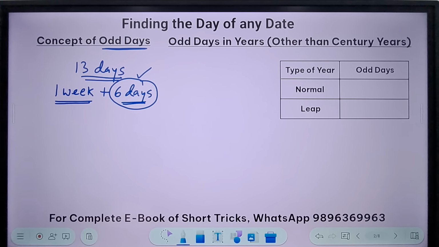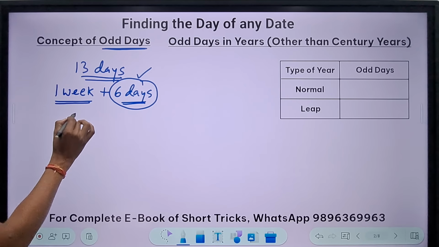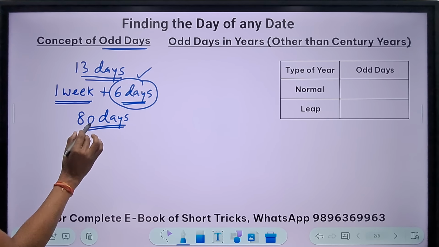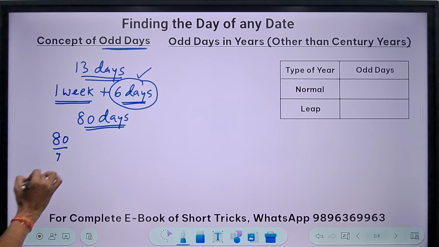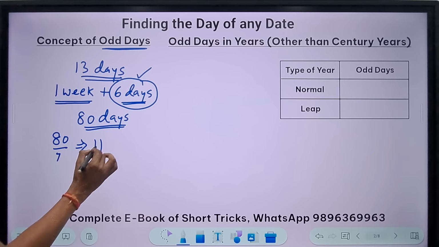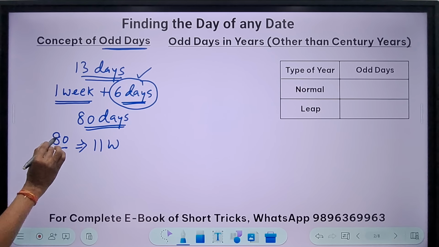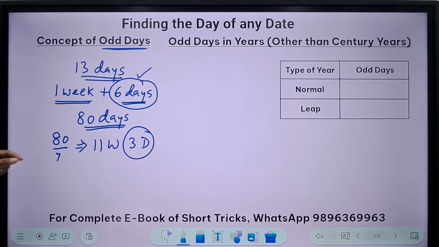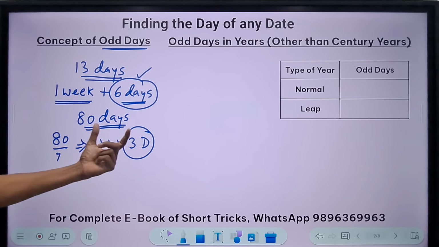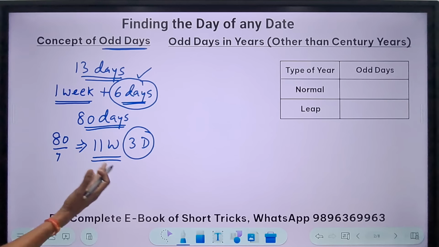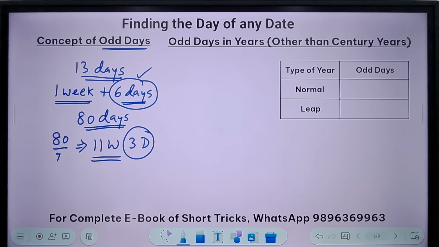I'll give you one more example. Suppose we are talking about 80 days. Now in 80 days, how many odd days are there? You have to divide 80 by 7. You will get 11 times is 77. So 11 weeks and 3 more days. Now these 3 days are odd days in 80 days. So you should know the concept of odd days. How many days are in excess above the complete weeks? That is called odd days.